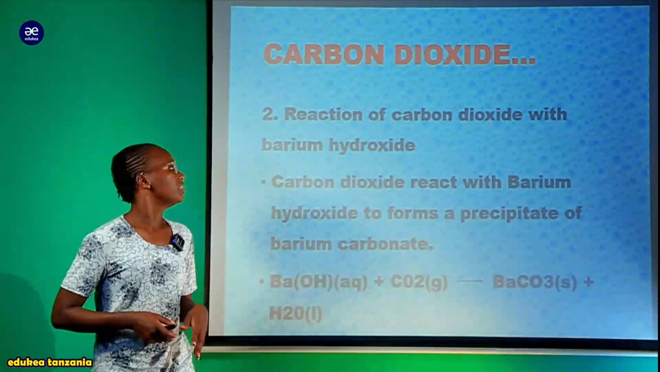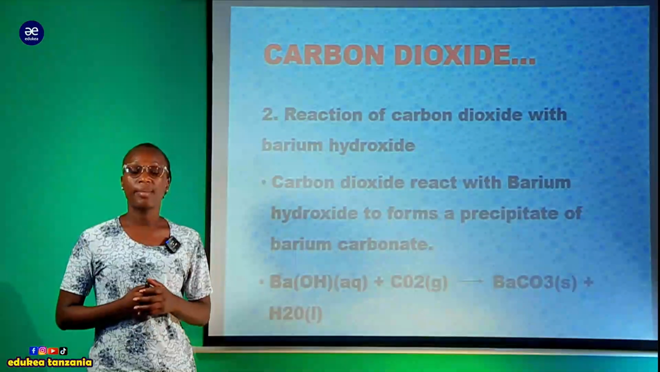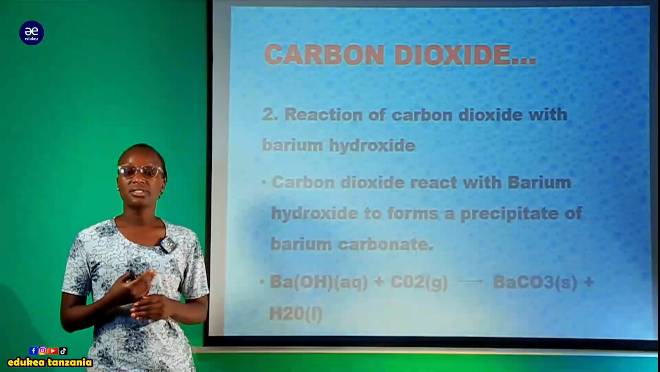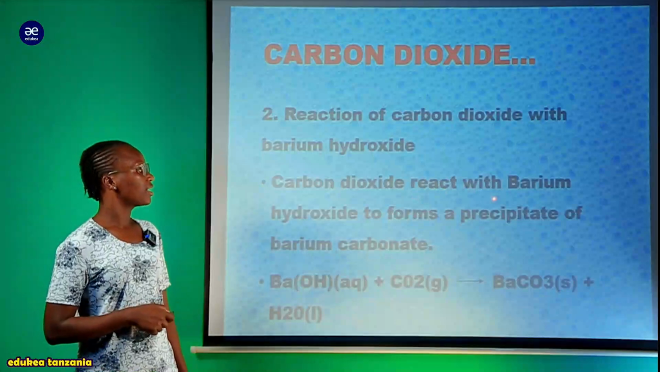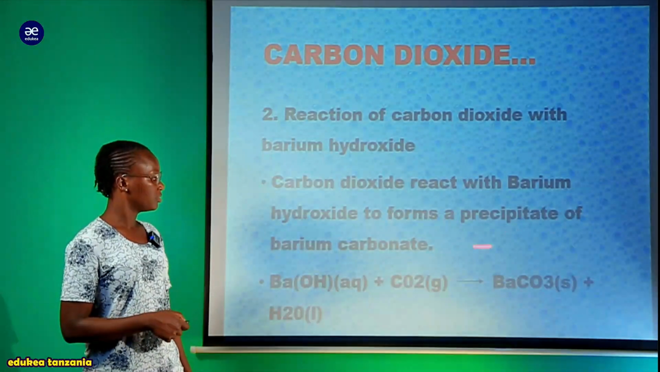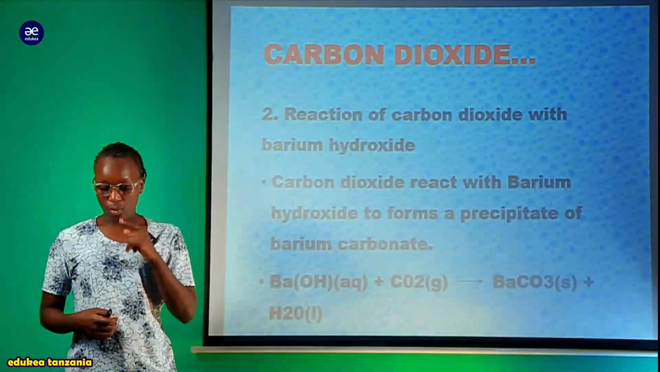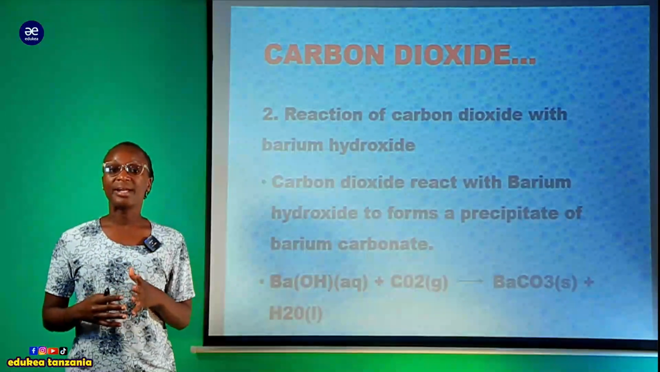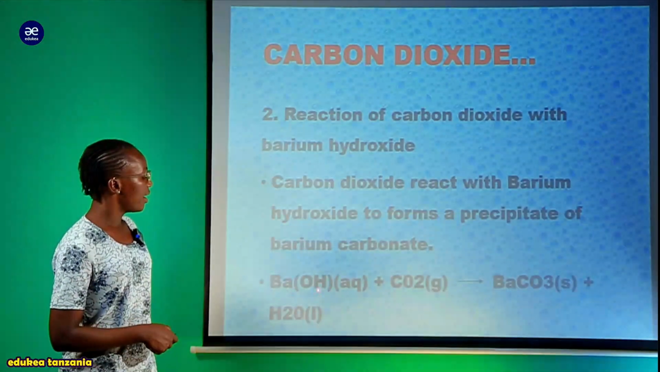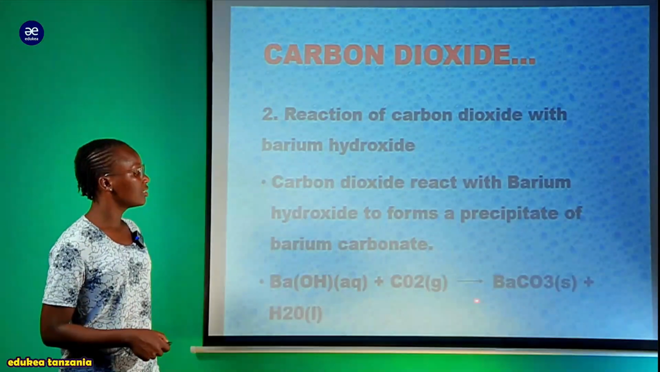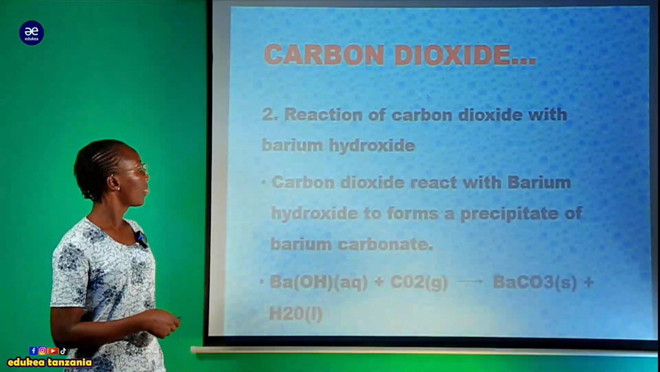Another chemical reaction is the reaction of carbon dioxide with barium hydroxide. Hii tuliona kama chemical test, lakini hapa tunaiangalia in terms of the chemical properties of carbon dioxide. So carbon dioxide reacts with barium hydroxide to form a precipitate of barium carbonate. Kwamba yenyewe ina react na barium hydroxide kuform precipitate, the milky color of barium carbonate. For instance, this is the barium hydroxide, this is carbon dioxide, and we are going to have barium carbonate plus a water molecule.